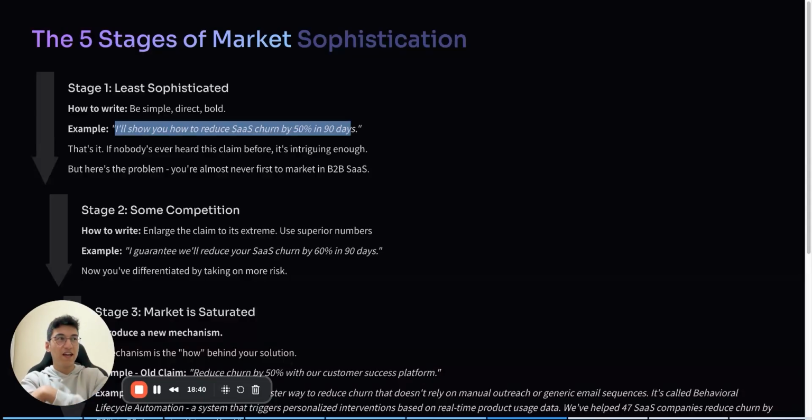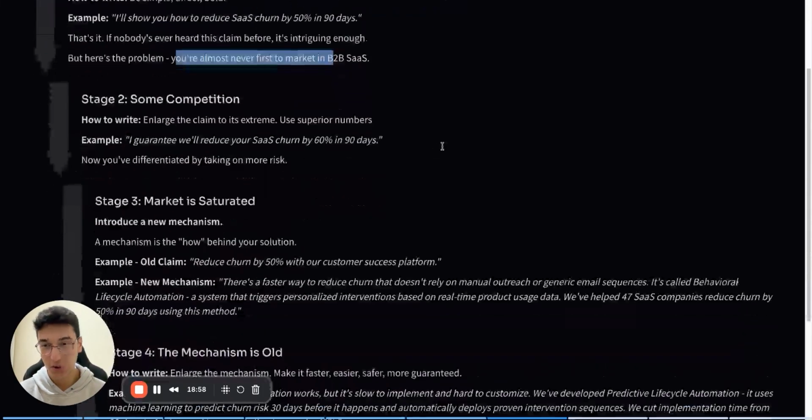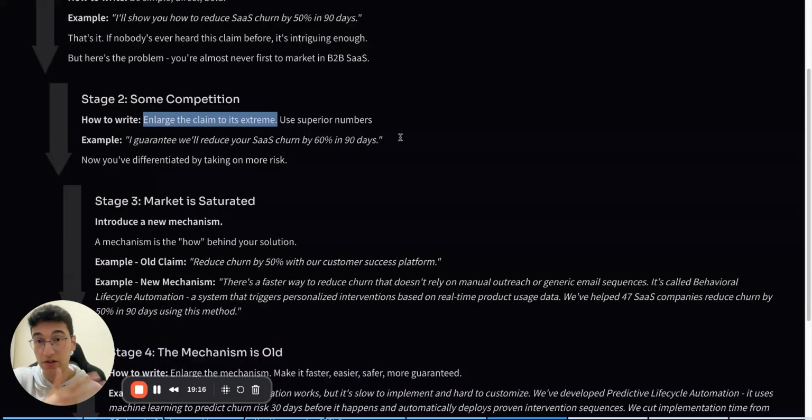You need to gather as many people as you can with simple, direct, bold claims. But the problem is you are almost never first to a market in B2B SaaS. So let's look at what you can do in real life. And while writing, you need to enlarge your claims to its extreme. Like, you need to use superior numbers.